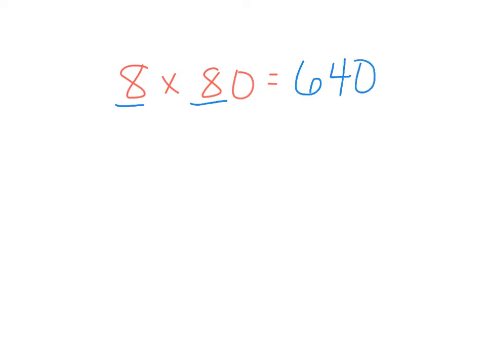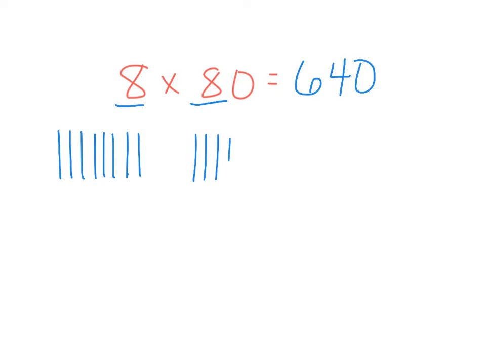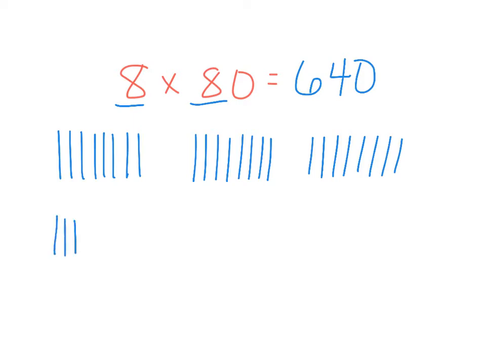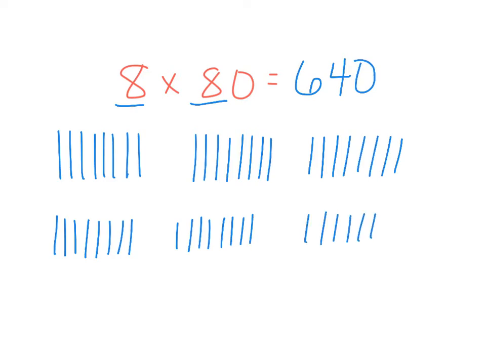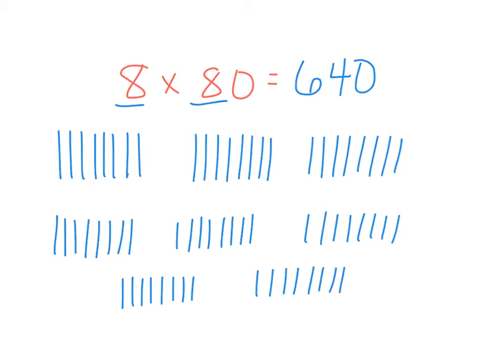Okay, so if I have 8 groups of 80, that means I have 8 groups of 8 tens. So if I drew base 10 blocks, it would be like 80 plus 80 plus 80 plus 80 plus 80 plus 80, 2 more, 1 more. Awesome. This is what it looks like.